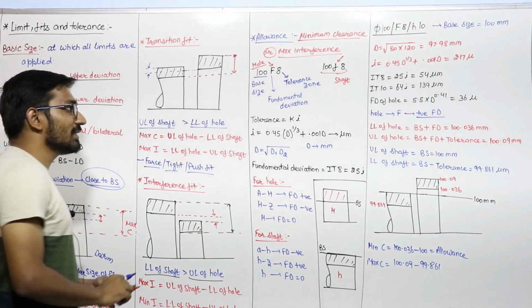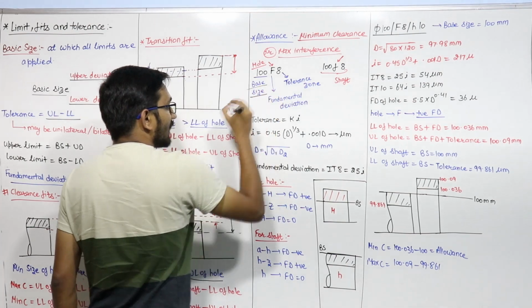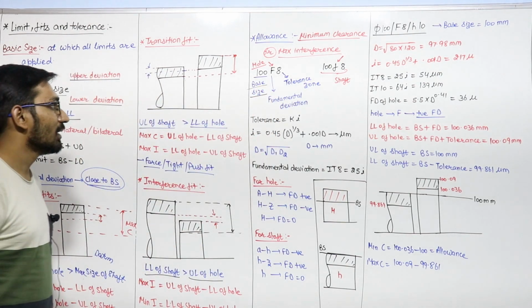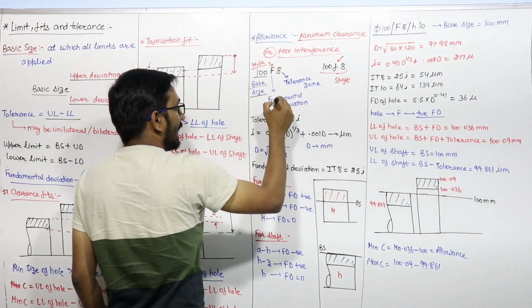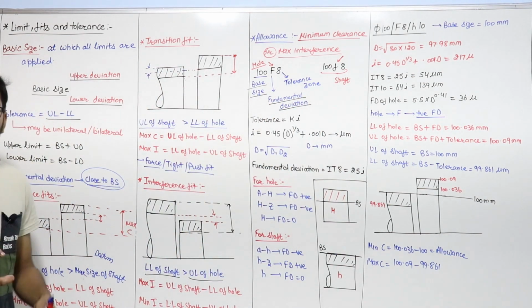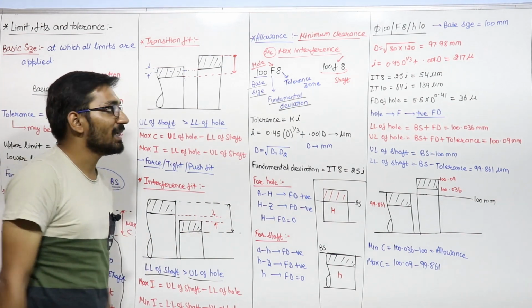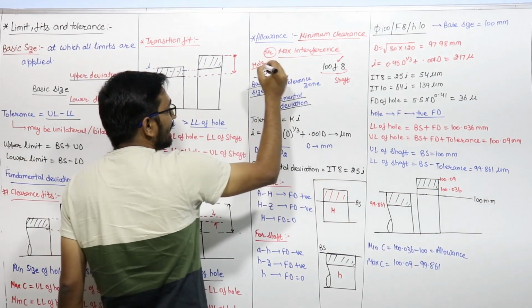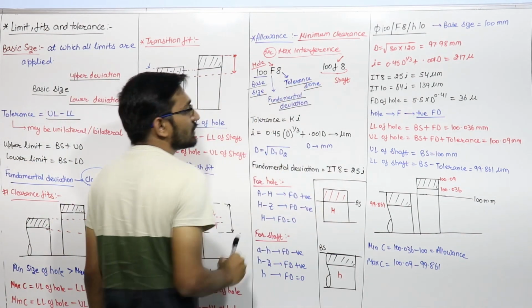जो ये 100 है, this 100 is the basic size, 100 जो है वो basic size है. जो ये F है, this will give you the fundamental deviation. Fundamental deviation is which is close to the basic size. और जो ये 8 है, it will give you the tolerance zone.